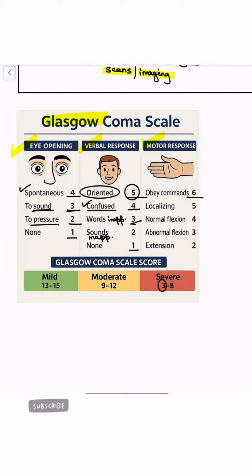Now motor response. In motor response, if there is no response, then we give the score of 1. If there is extension, it means decerebrate posture. And abnormal flexion means decorticate.